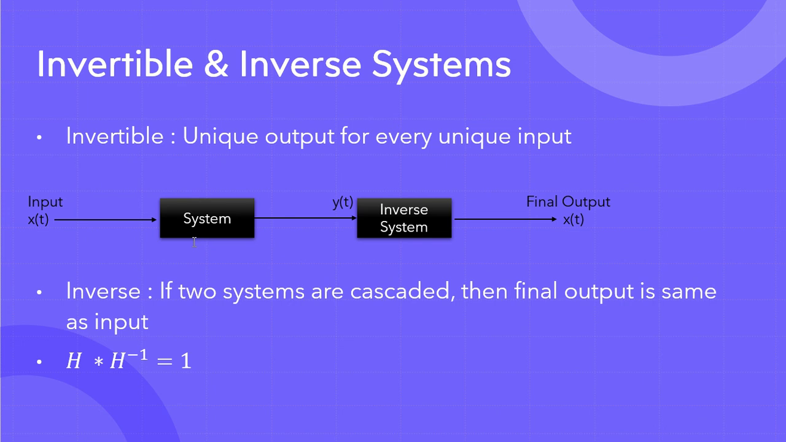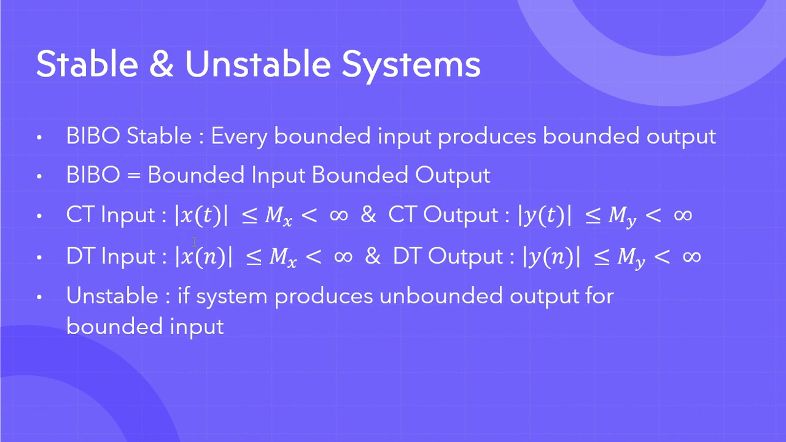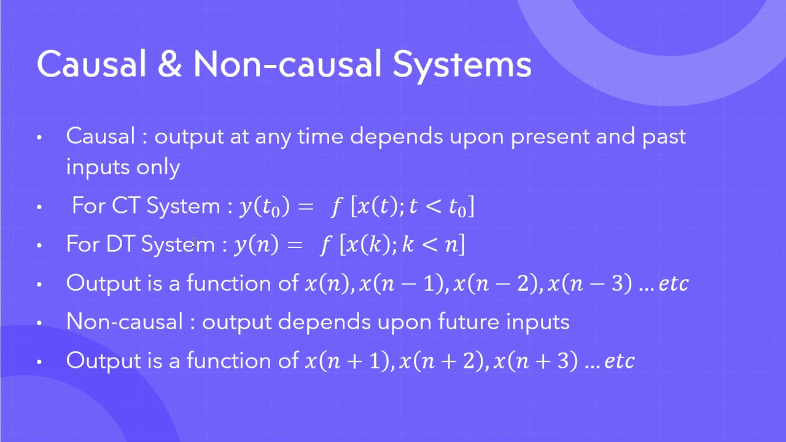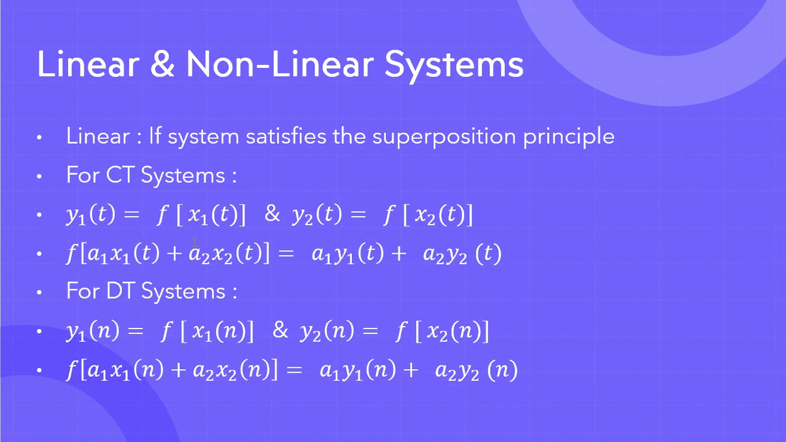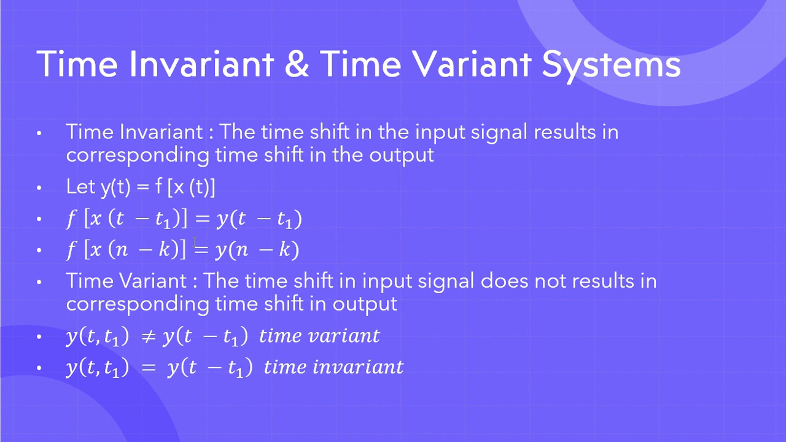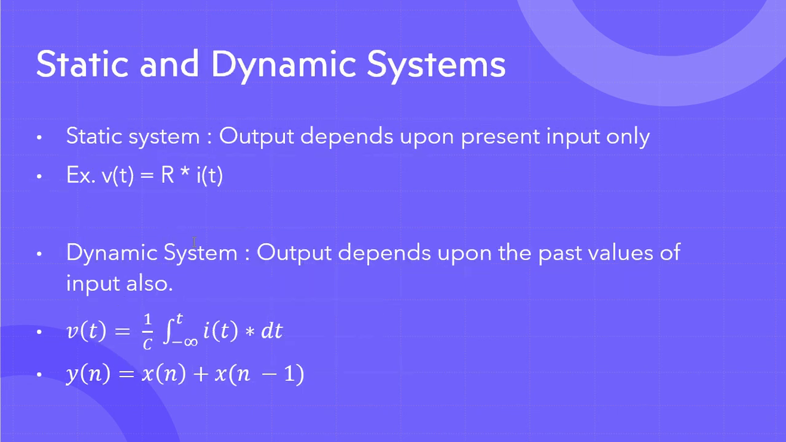See, among all the types of systems, all the properties of systems which we have seen up till now, they were having a complementary relationship, right? Either my system is stable or my system is unstable. Either my system is causal or non-causal. Either my system is linear or non-linear. Either my system is time variant or time invariant. And either my system is static or dynamic.